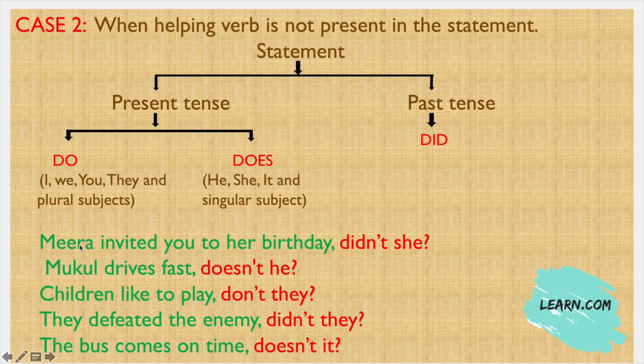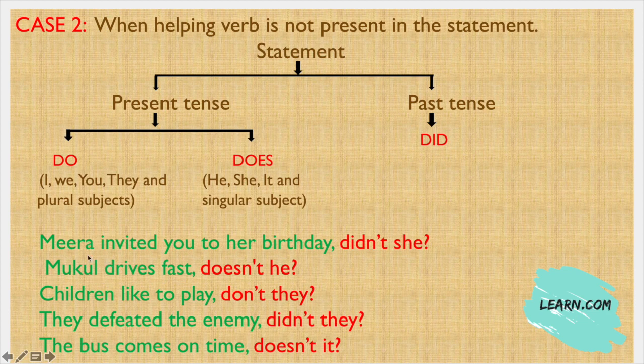Two things clear? The two basic things you require to form a question tag are the helping verb and the pronoun. Now we got both here. Because it is in past tense, the helping verb is did. Subject Meera, pronoun is she. Now don't forget the basic rule. This is the positive statement, so we have to add not here. Didn't she?